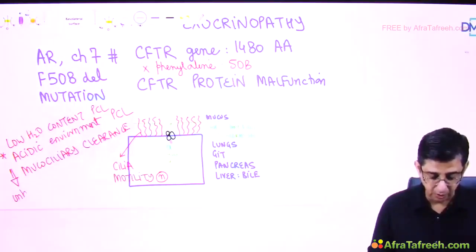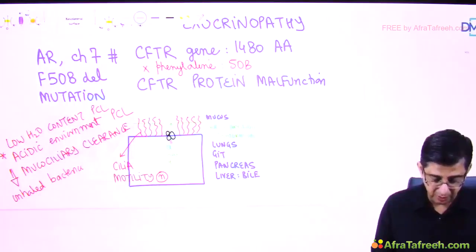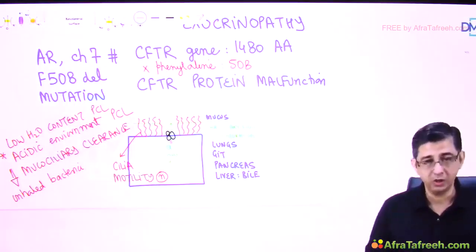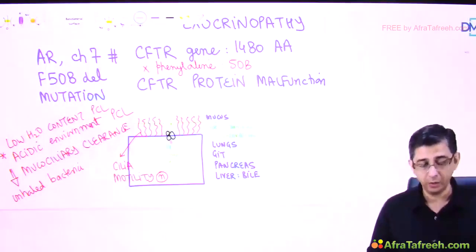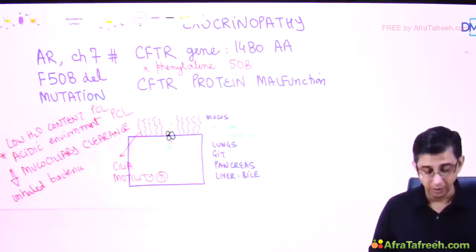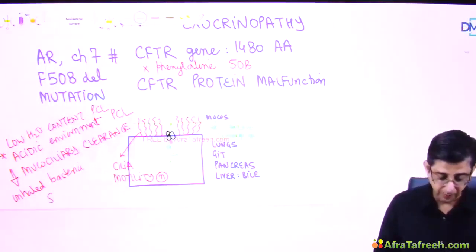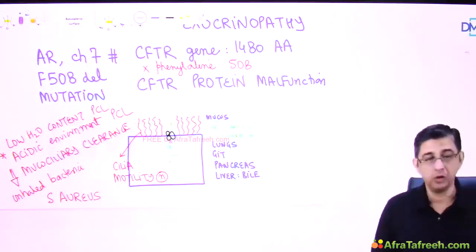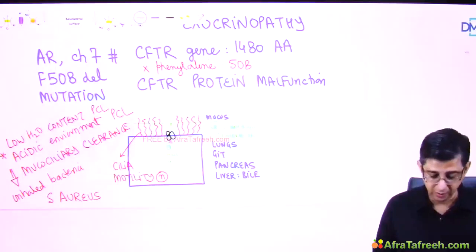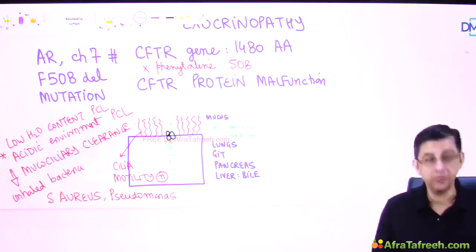So mucociliary clearance in this patient is hampered, which means the clearance of inhaled bacteria is impaired. The inhaled bacteria which are the troublesome bacteria in this condition are like Staph aureus or Pseudomonas or Burkholderia cepacia. I mean, they're really nasty organisms, and then these organisms can thrive very well. On a comparison scale, the first organism to colonize the lungs is usually Staph aureus, but gradually it is replaced by Pseudomonas. Pseudomonas aeruginosa is a very nasty organism.